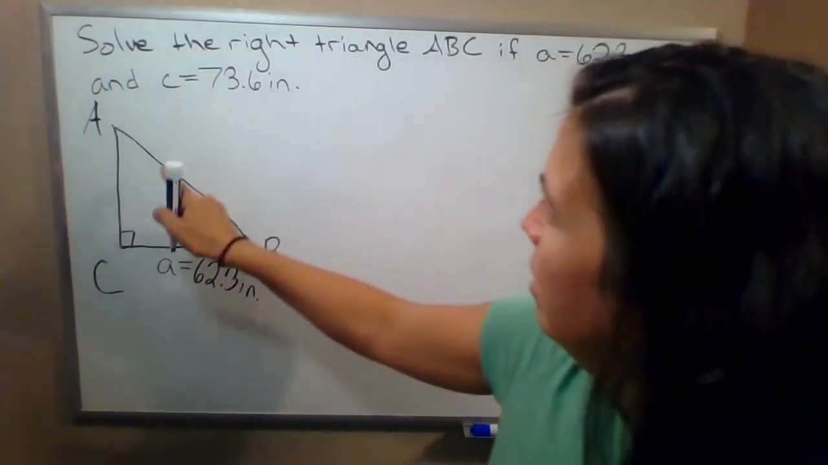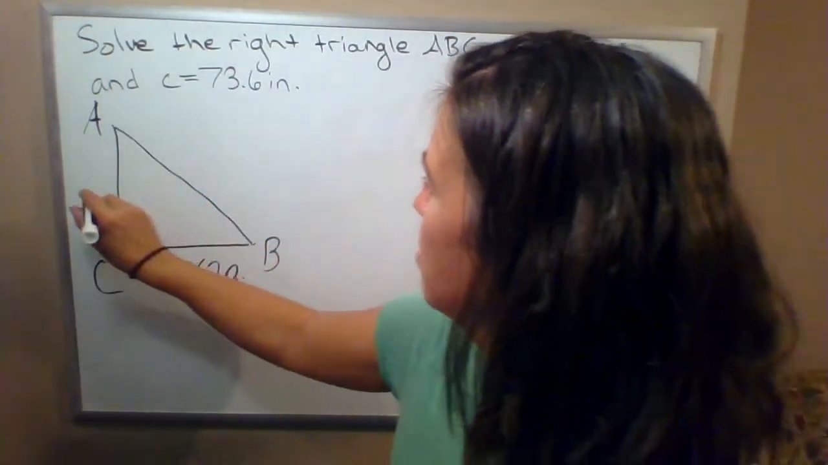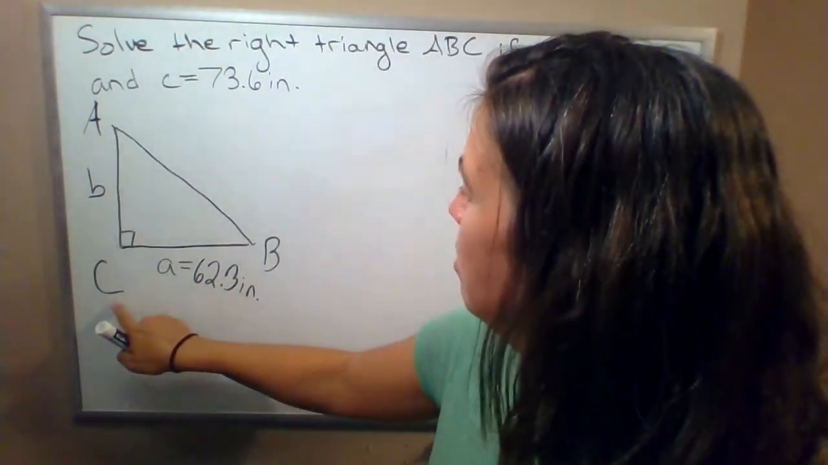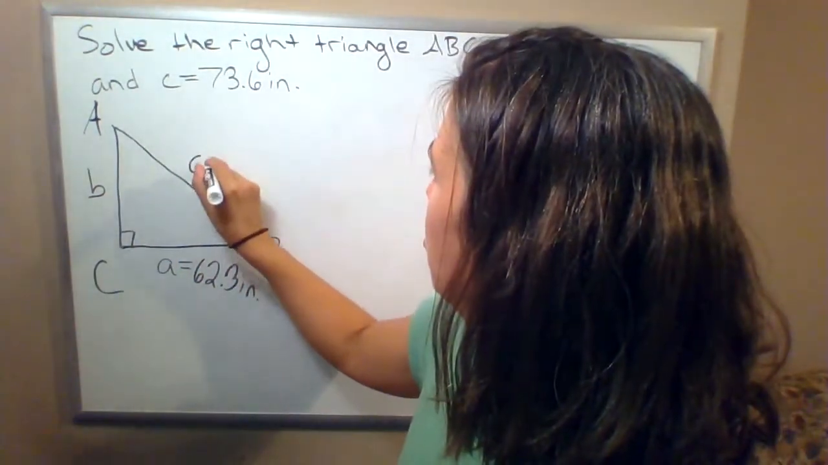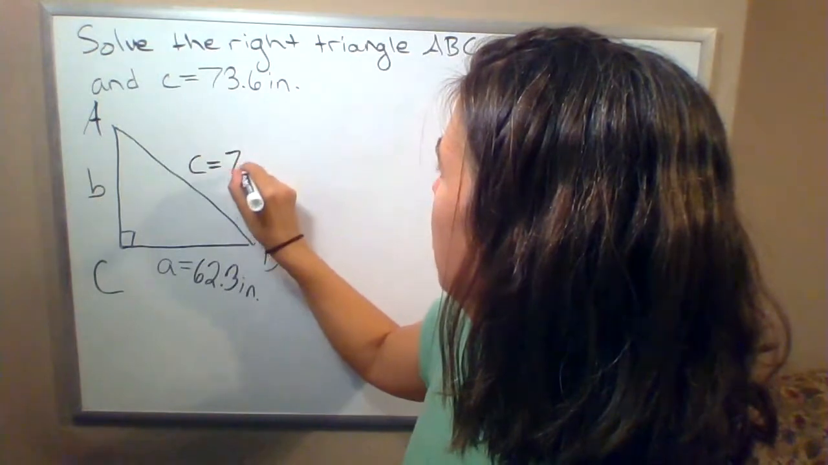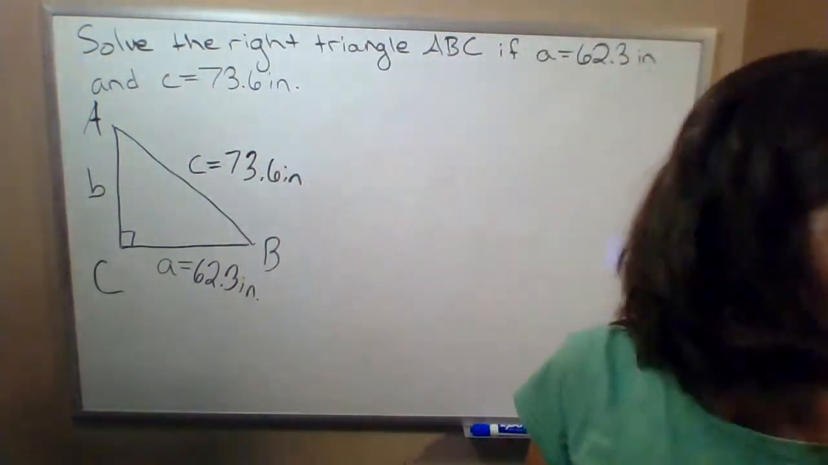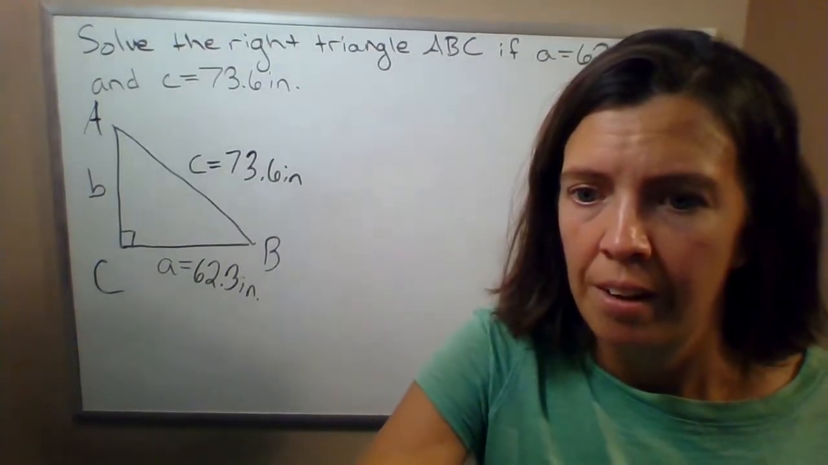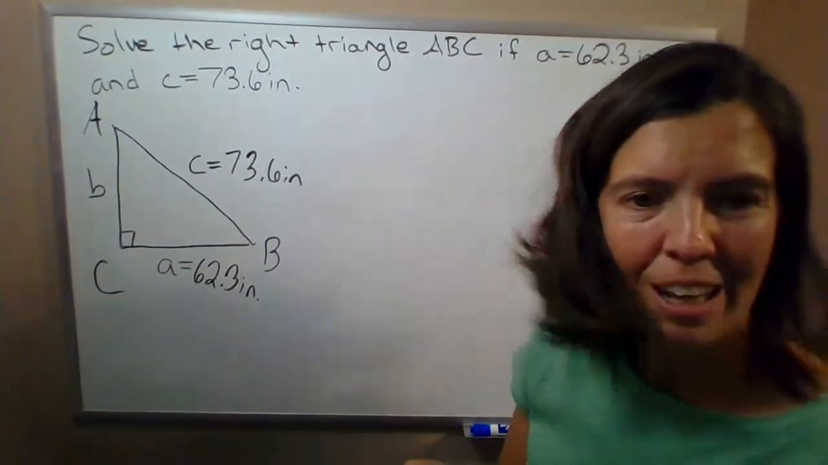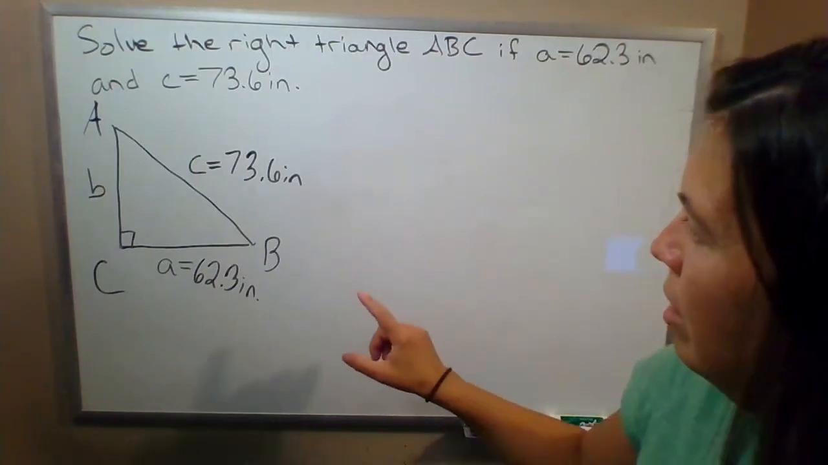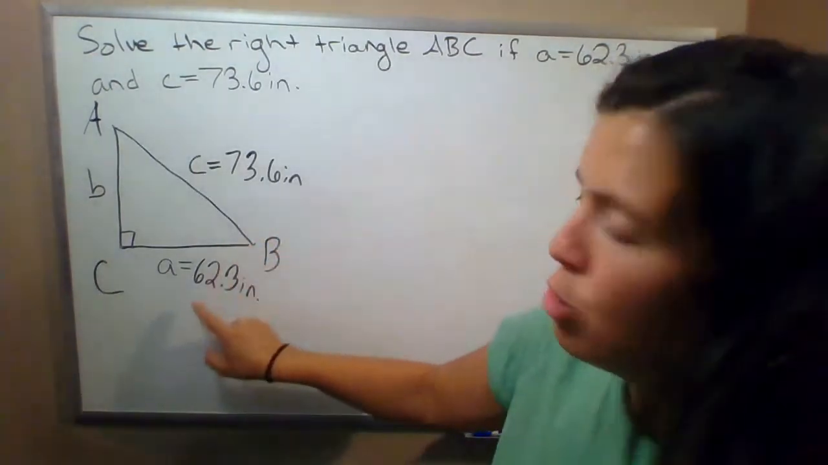And then opposite of angle B will be side b, so we're going to have to solve for side b. And opposite of angle C would be side c, which is our other bit of given information. This measures 73.6 inches. Okay, and then I realized I'm going to need a calculator at some point, so I just walked over to grab that. So the first thing, we're given two of the three sides.